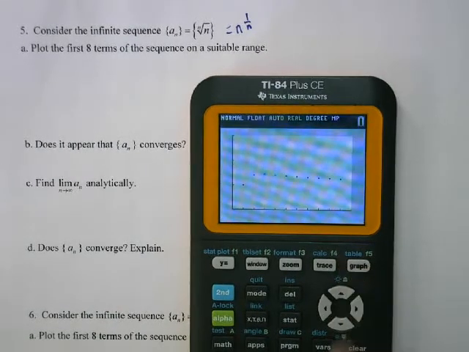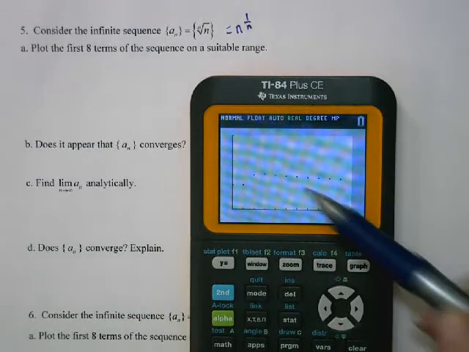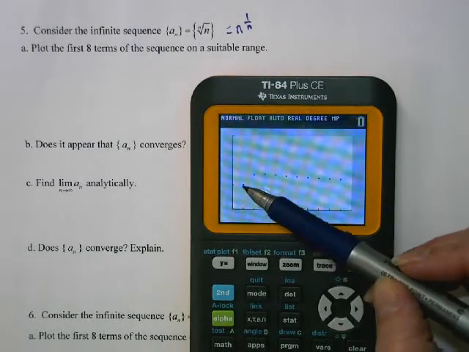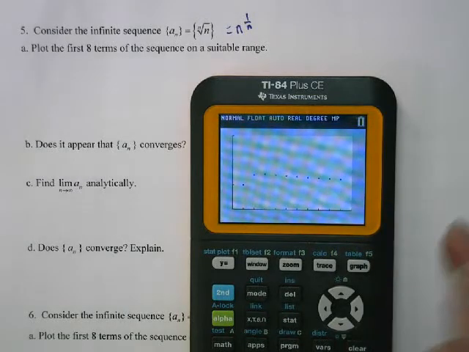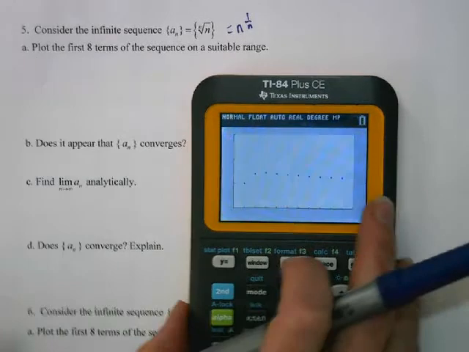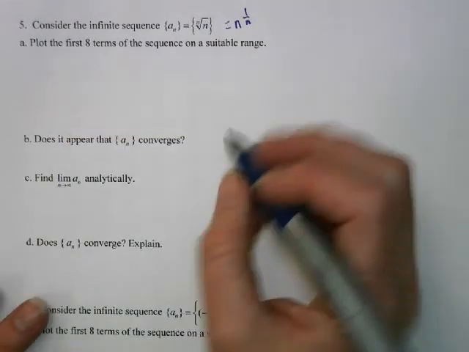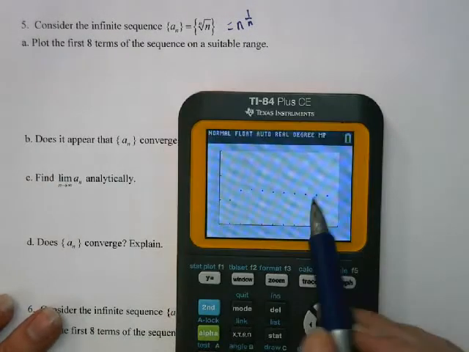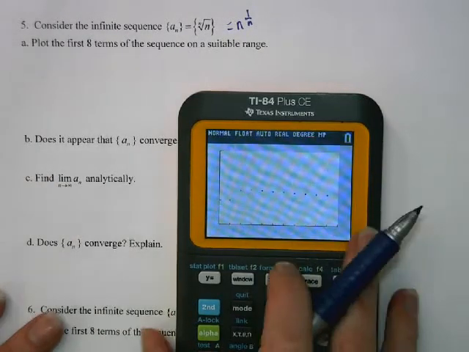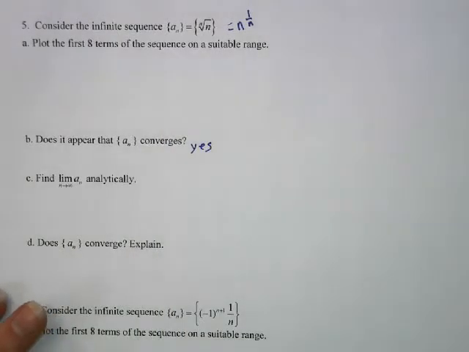To go up to 3. And there are my dots. So this one starts down here, goes up a little bit more, then starts going back down. So again, you can plot that on your notes. Does it appear to converge? Yes. Those values are approaching this line right here, which appears to be about 1.